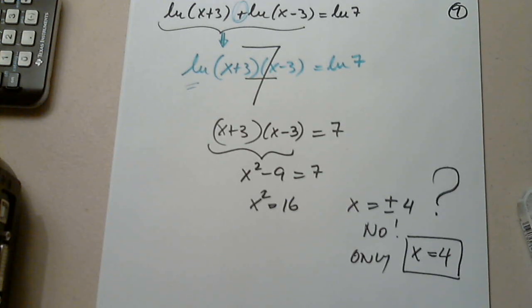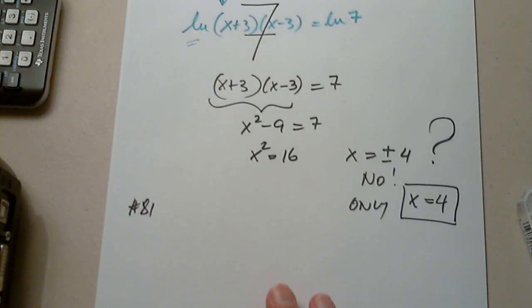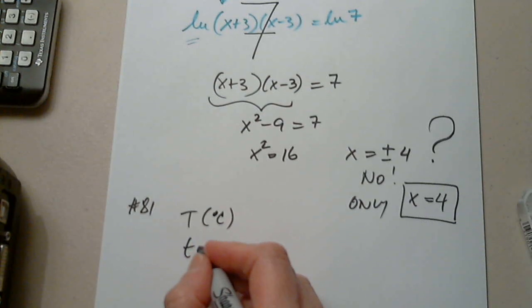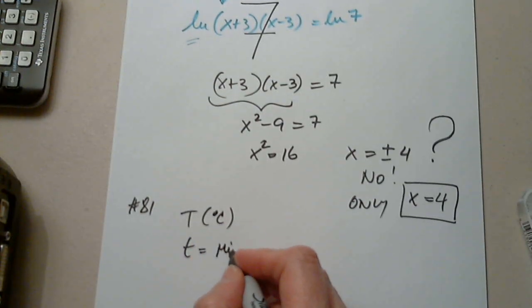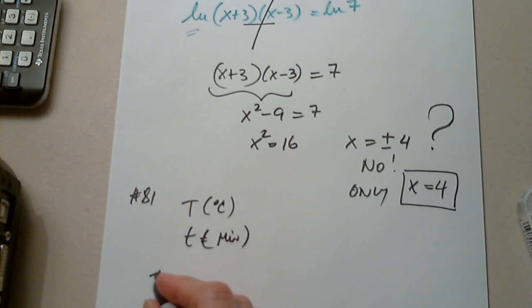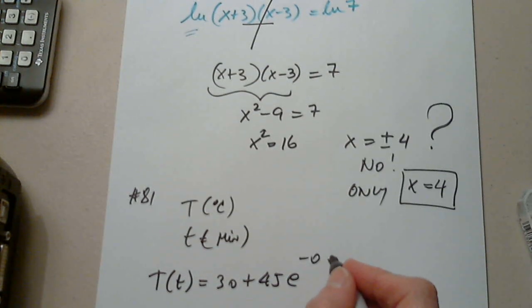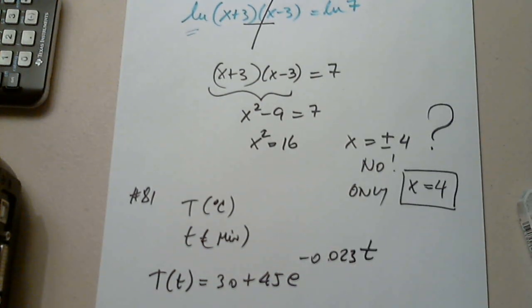A cup of hot coffee is placed on a counter and allowed to cool. The temperature uppercase T, I don't like this uppercase T and lowercase t because it can get confusing, but that's fine. In the same problem, they can use X and T, doesn't matter. The temperature T in degrees is in Celsius. So T is in degrees Celsius and t is in minutes. Okay, perfect. So T of t is 30 plus 45 e to negative 0.023 t. That's the function.